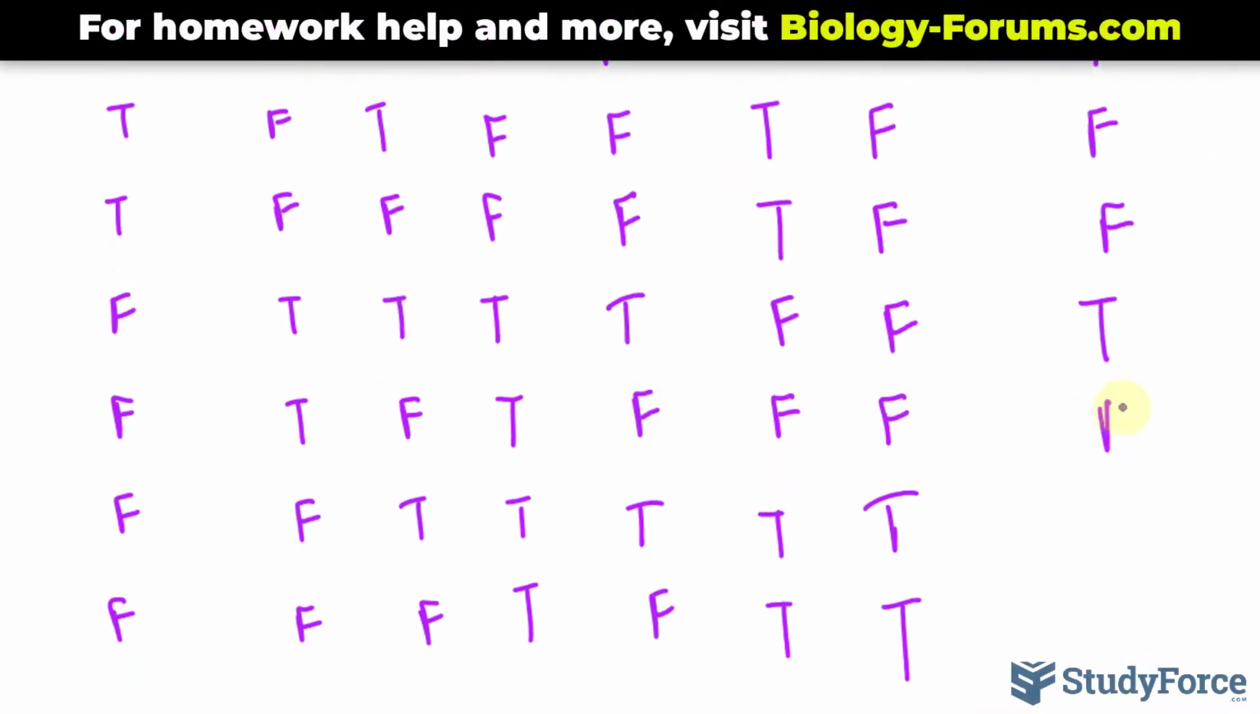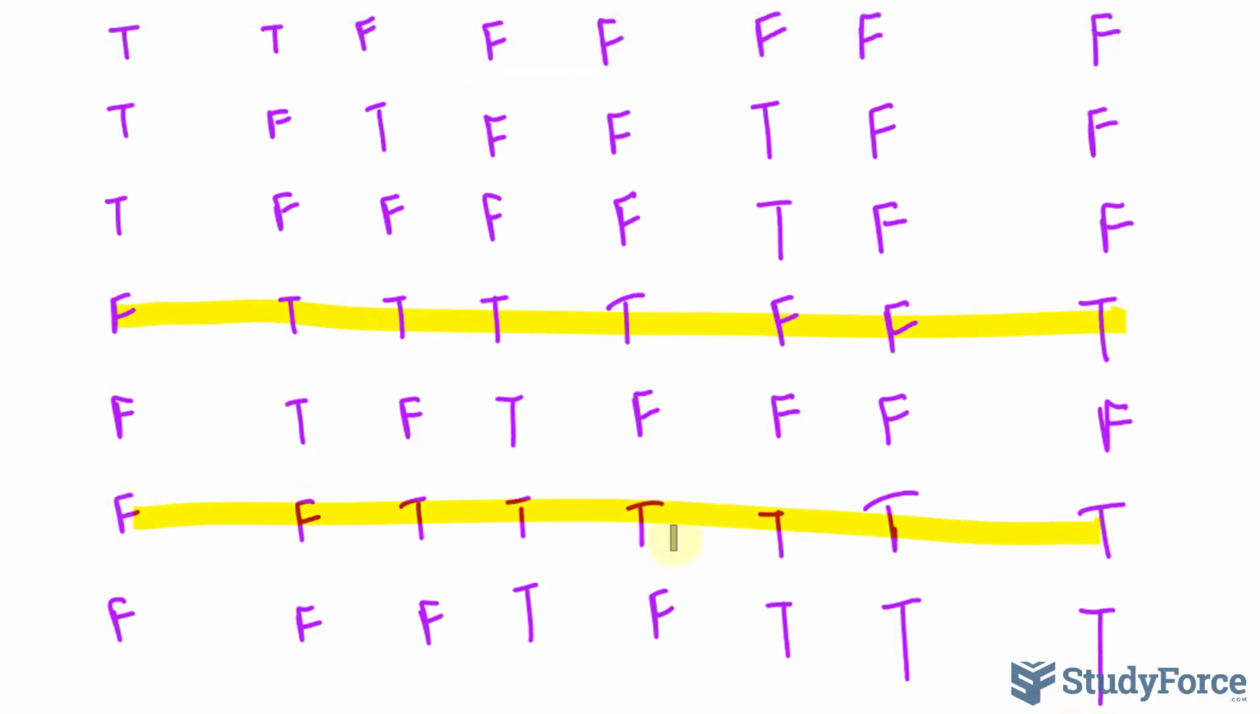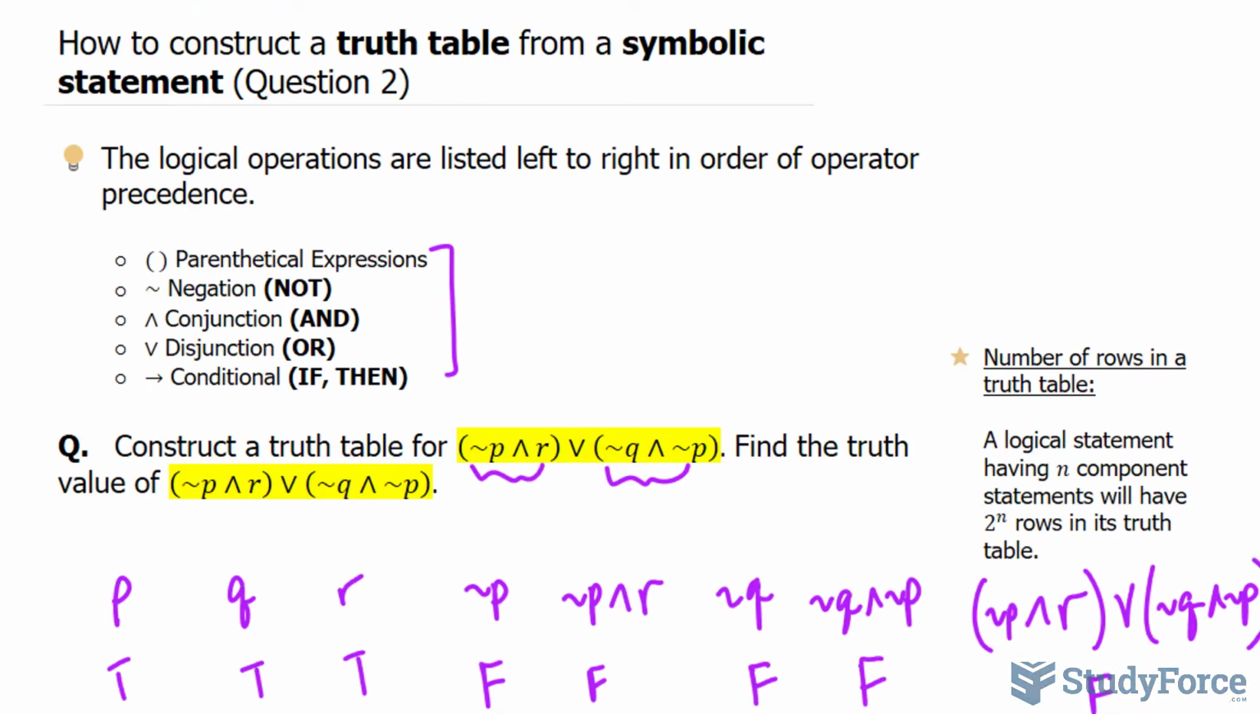False, false. True, true, and true, false. That means it's true. Therefore, the truth value here is this row and these two rows. And there you have it. That is how to construct a truth table from a symbolic statement. Make sure you watch question 3 for another example.